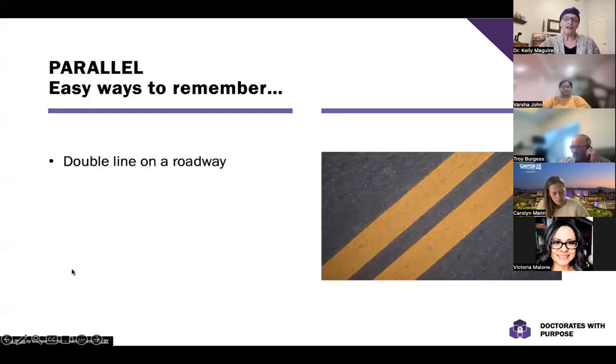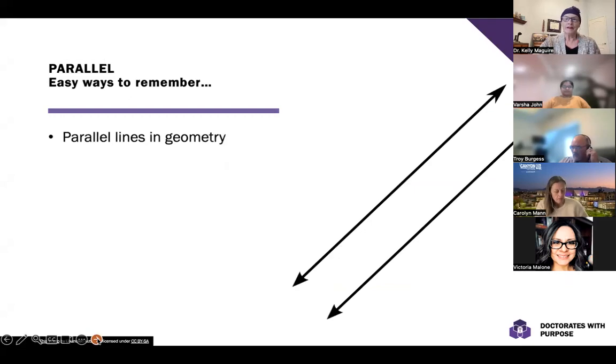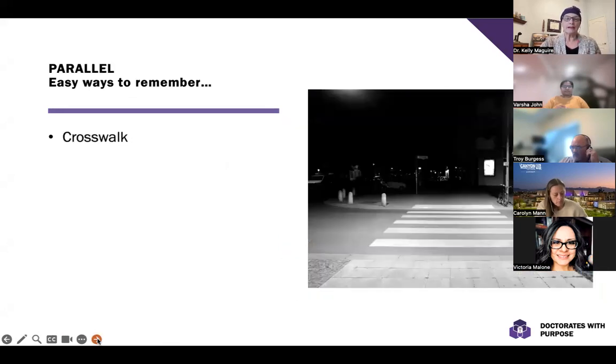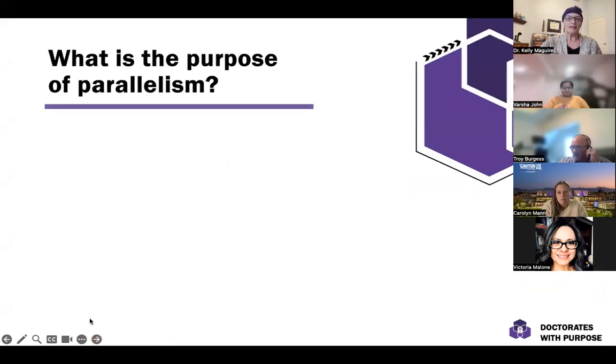Easy ways to think about parallelism: a double line on the roadway, the geometry lines, even the spines on a bookshelf, railroad tracks, a crosswalk. The thing that they have in common is that the lines are running parallel. They do not crisscross and intersect. So in writing, similar concept.